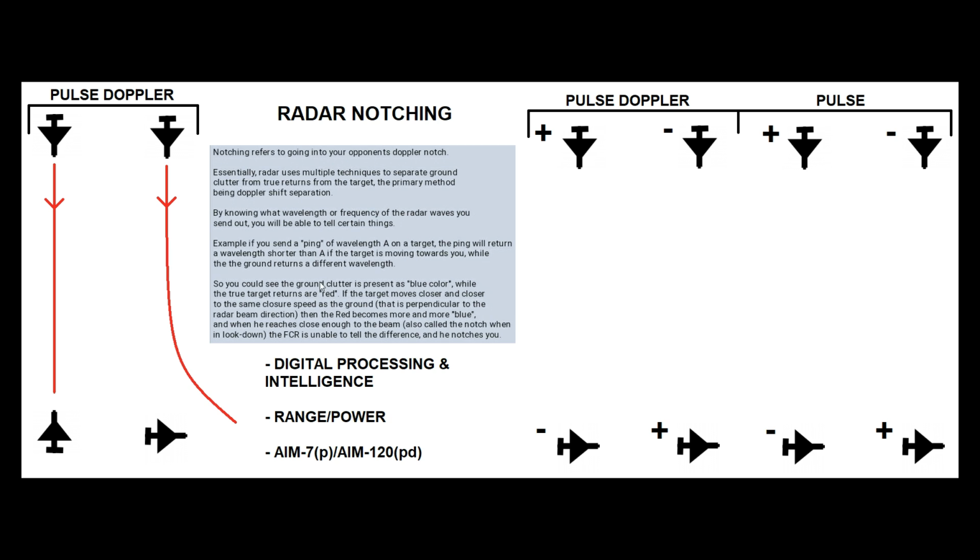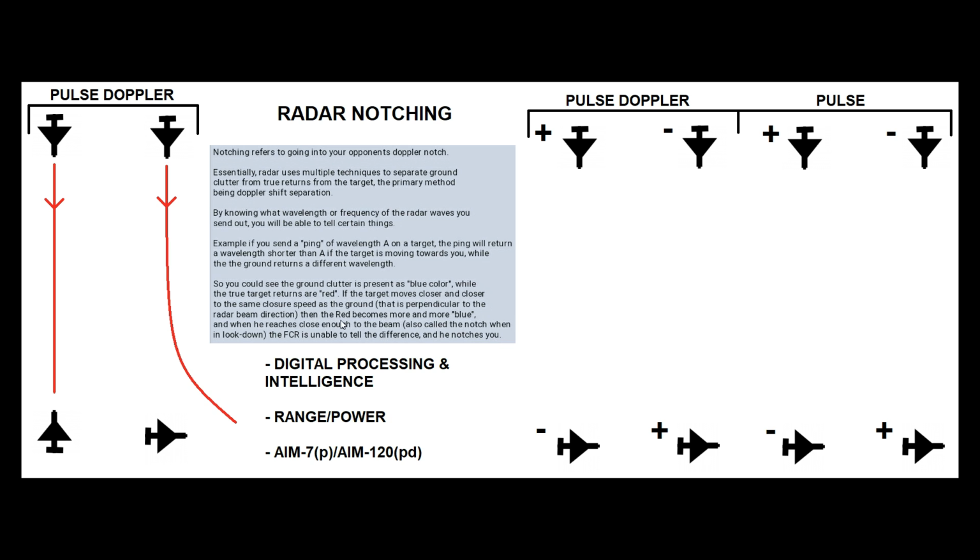So you could see the ground clutter is present as blue color, while the true target returns are red. If the target moves closer and closer to the same closure speed as the ground, that is perpendicular to the radar beam direction, then the red becomes more and more blue. And when he reaches close enough to the beam, also called the notch when in look down, the fire control radar is unable to tell the difference, and he notches you.